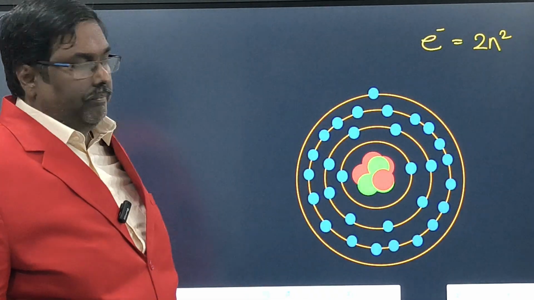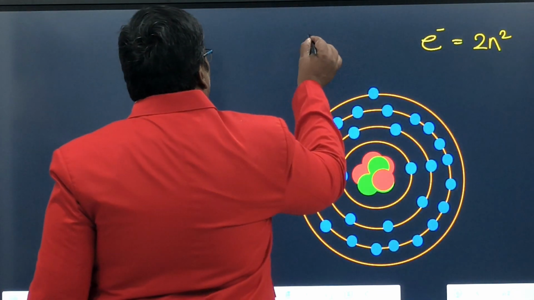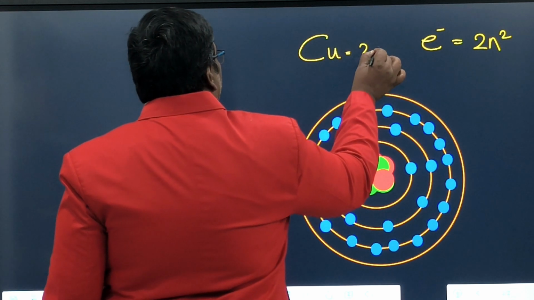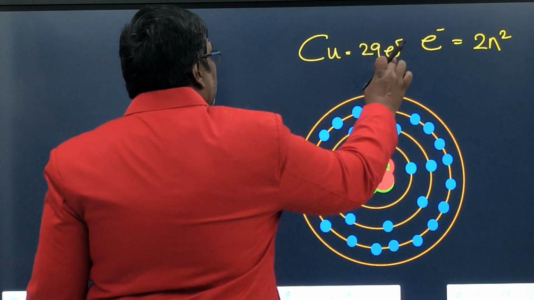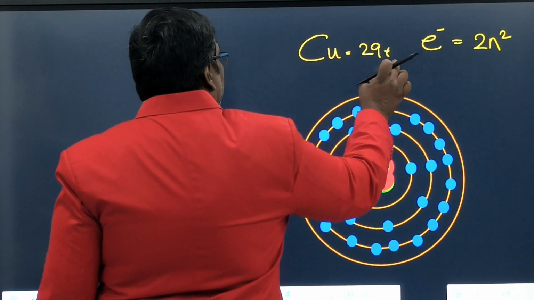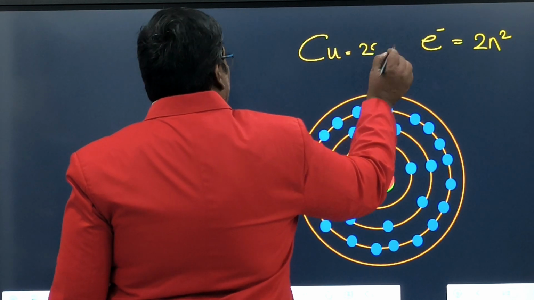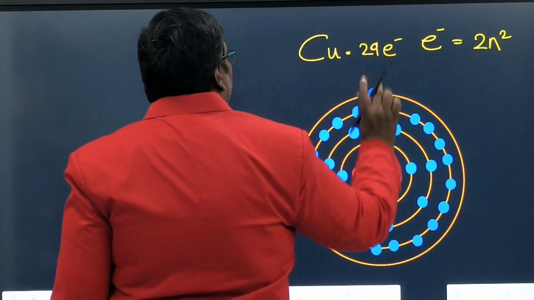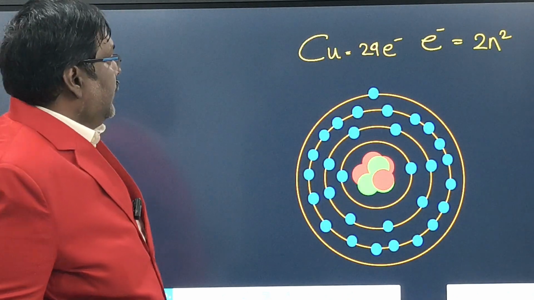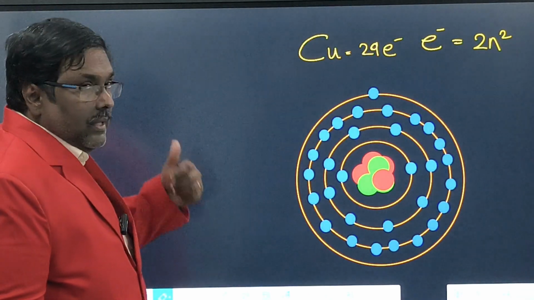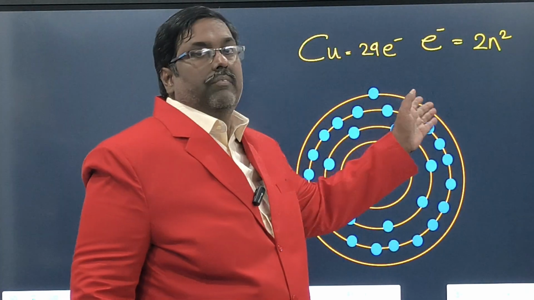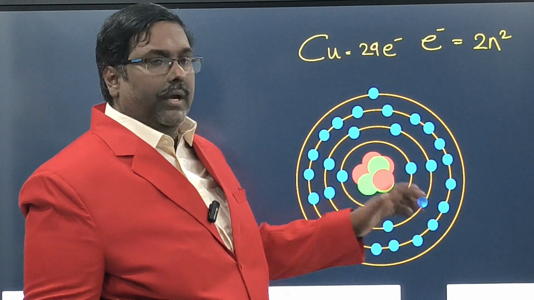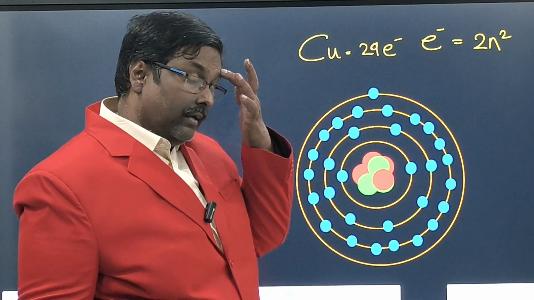So this is the copper atom, 29 electrons, negative charged. Okay. Now this is a good conductor because this free electron very easily moves from one atom to another atom. This is called a good conductor. Okay. Now insulator. We will come to the insulator.